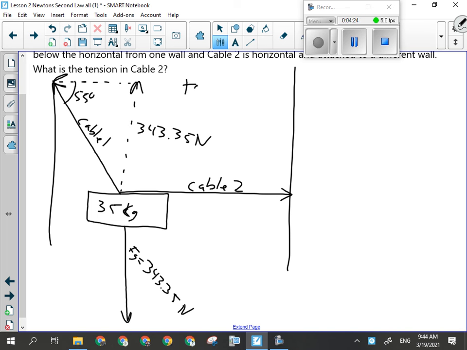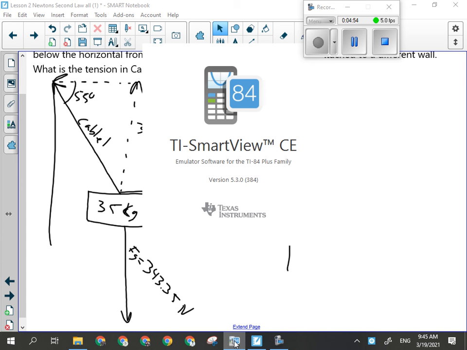All right? So I'm going to say that the tan of 55 equals 343.35 over, we'll say cable 2 essentially. Okay, I'm looking for the tension in cable 2. So if I want to solve for this, I'm going to manipulate and have cable 2 over on the other side. So I'm going to go 343 divided by the tan of 55, okay? And that'll get me the tension in cable 2. You want to kind of follow my logic there?